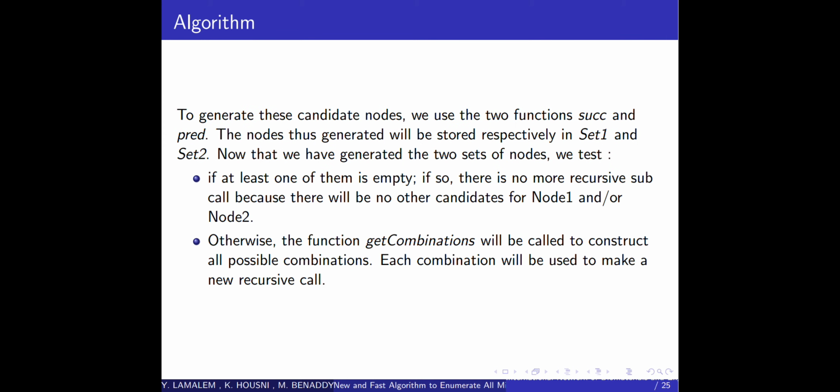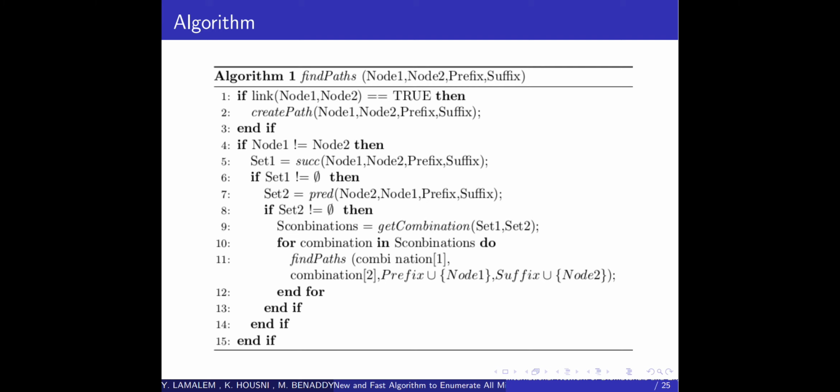To generate these candidate nodes, we use the two functions successor and predecessor. The nodes generated will be stored respectively in set 1 and set 2. Now that we have generated the two sets of nodes, we test if at least one of them is empty. If so, there are no more recursive subcalls because there will be no other candidates for node 1 and node 2. Otherwise, the function get combination will be called to construct all possible combinations. Each combination will be used to make a new recursive call. As we can see here, this is our algorithm.